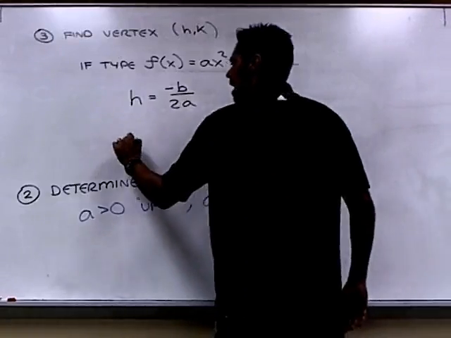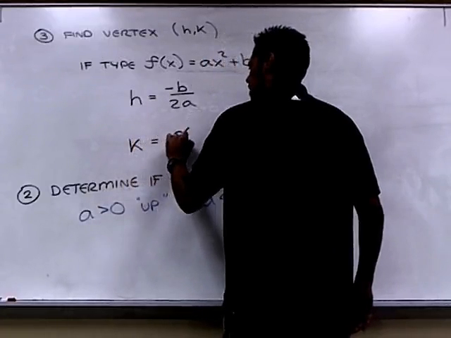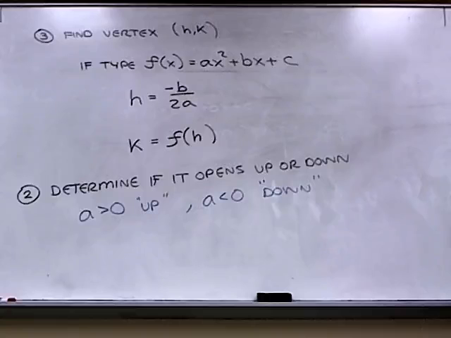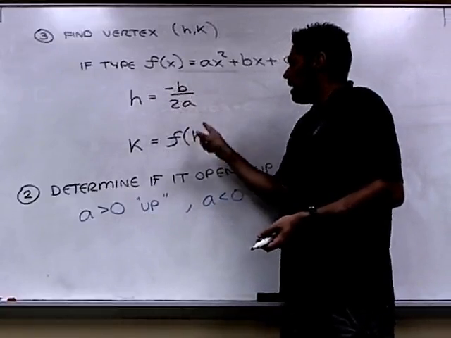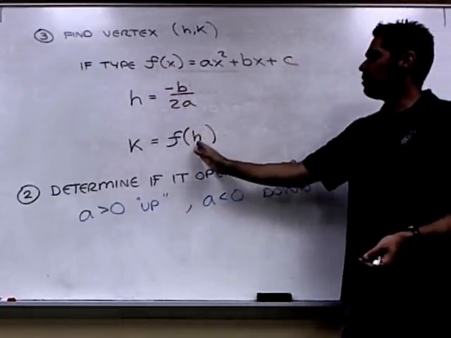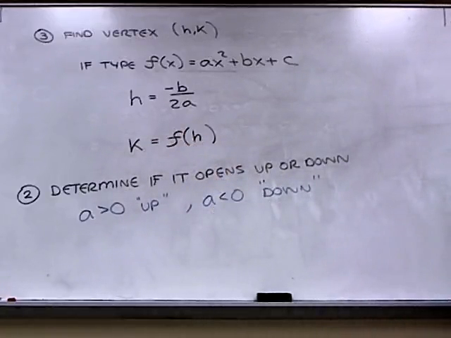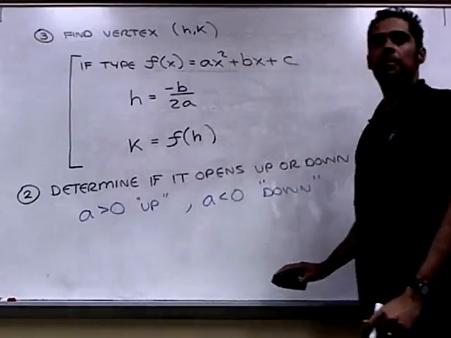And then to get k, what we do is we compute this. Now what does that mean? We substitute what we just got. Whatever this is, we plug that into the function. Whatever we get out is our k. And that will give us our vertex. Okay, so that's what we do if it's that first type.